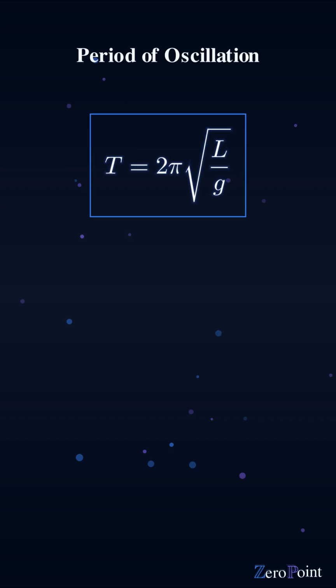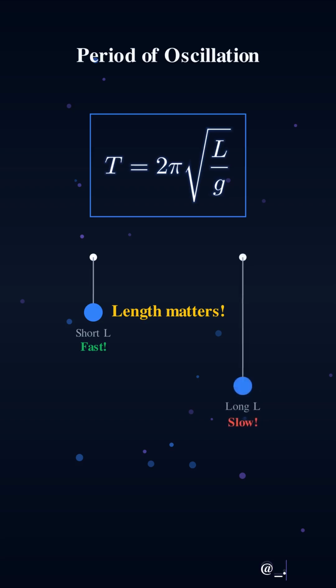Here it is. The period T equals 2 pi times the square root of L over g. Such an elegant formula. Notice something interesting. Only length affects the period. A short pendulum swings quickly, while a long pendulum swings slowly. Mass doesn't matter at all.